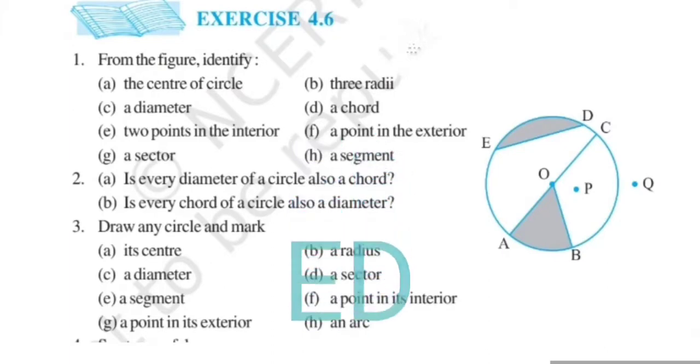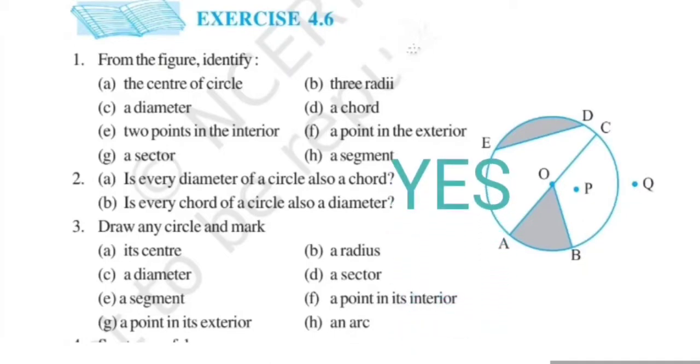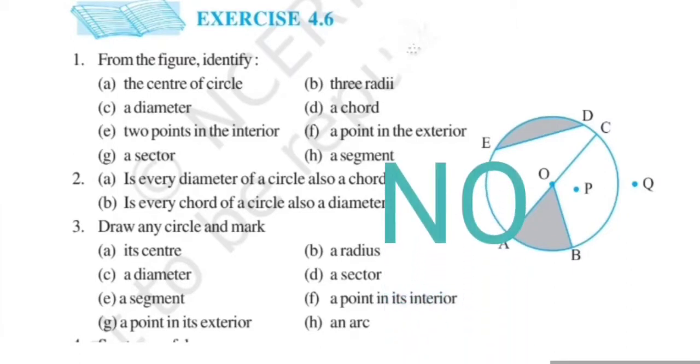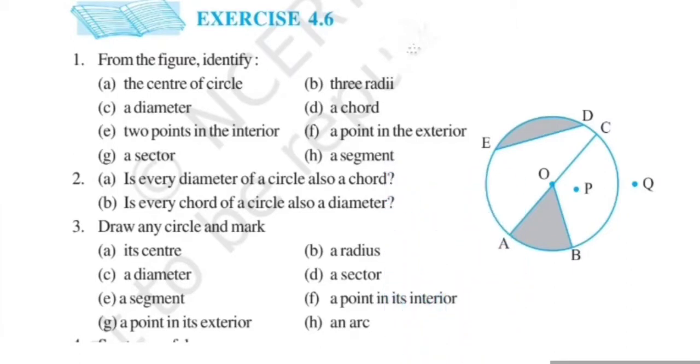Question number 2. Is every diameter of a circle also a chord? So what is the answer? Yes, every diameter of a circle is also a chord. Second one, is every chord of a circle also a diameter? No, the answer is no. Every chord of a circle is not a diameter.